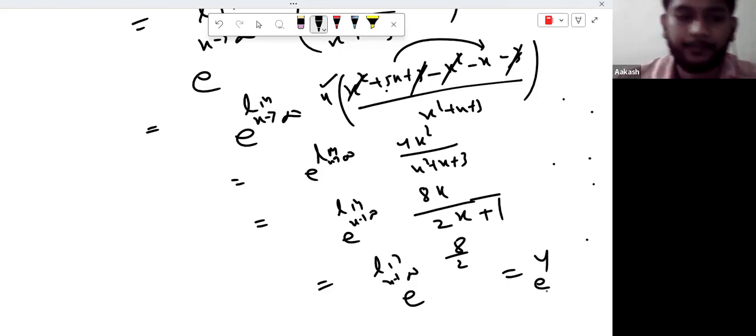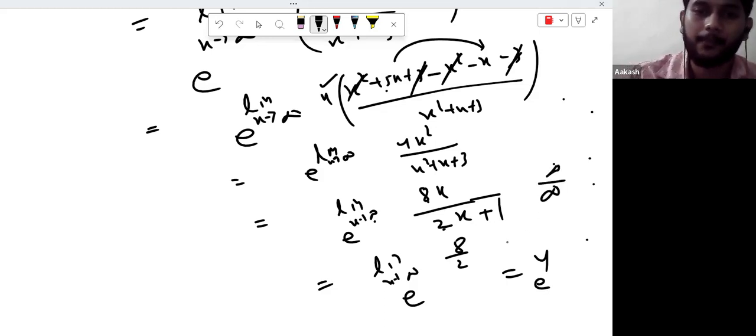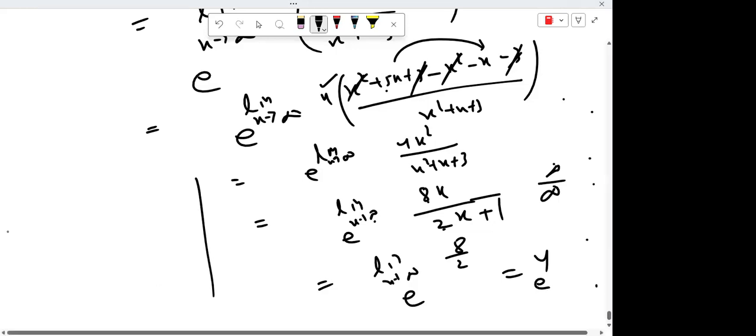Why do we differentiate one more time? Because if you put x equals infinity, we get 8 into infinity divided by 2 into infinity. Again we are getting infinity by infinity. Note it down and then solve one question.